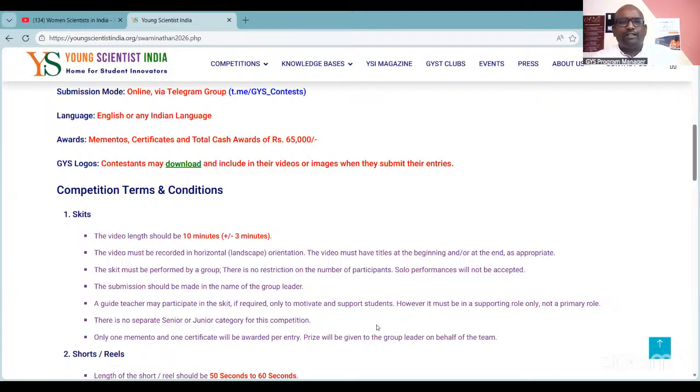So you can mix up the students also, juniors and seniors. There are no categories for juniors and seniors in this particular kids competition. You can mix up students from class 6 to 12, right? But we have to finalize one group leader for this competition. That group leader will submit the video into Telegram, right? So this is about the kids competition. Of course, if you have any queries, you can call us on our number.